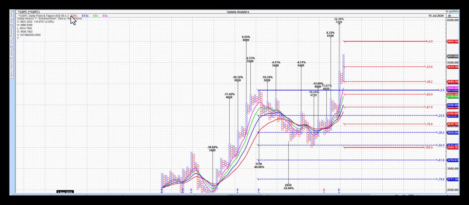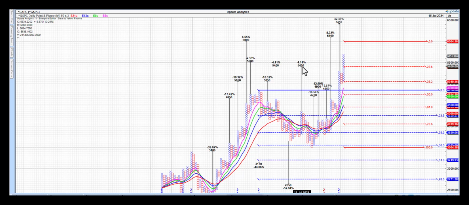I've got the 50/3 point and figure chart, which means a 150 point drop to the downside will change this chart from an X to an O, and that will signal the end of the trend. So currently we do have our finger on the pulse. As soon as we get that reversal, we know the current rally is losing steam.